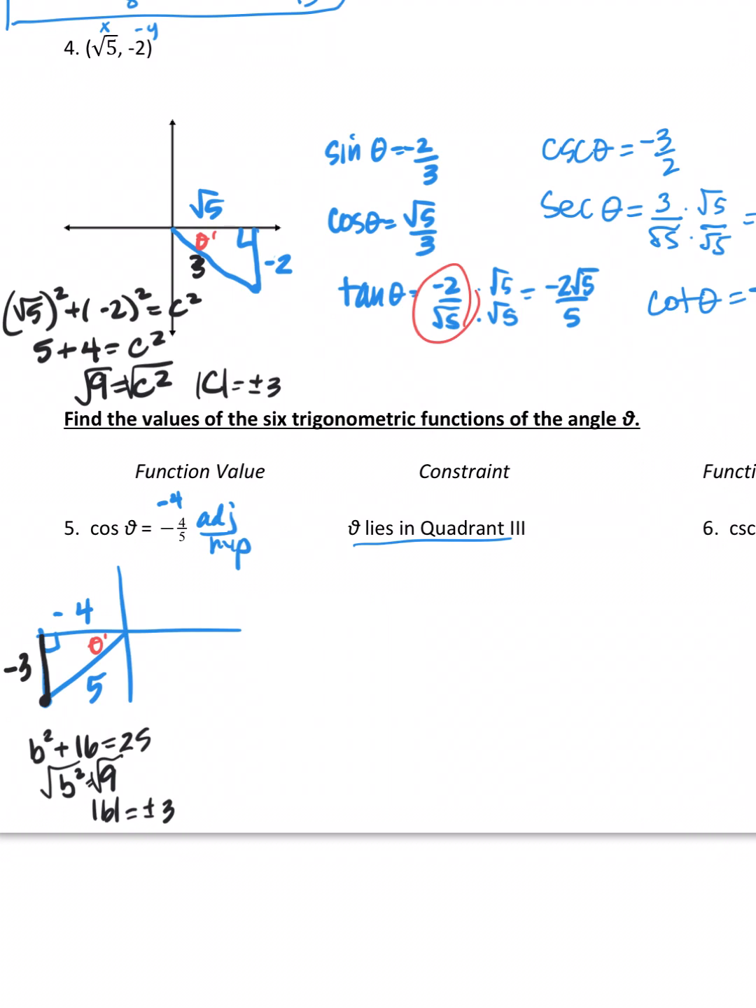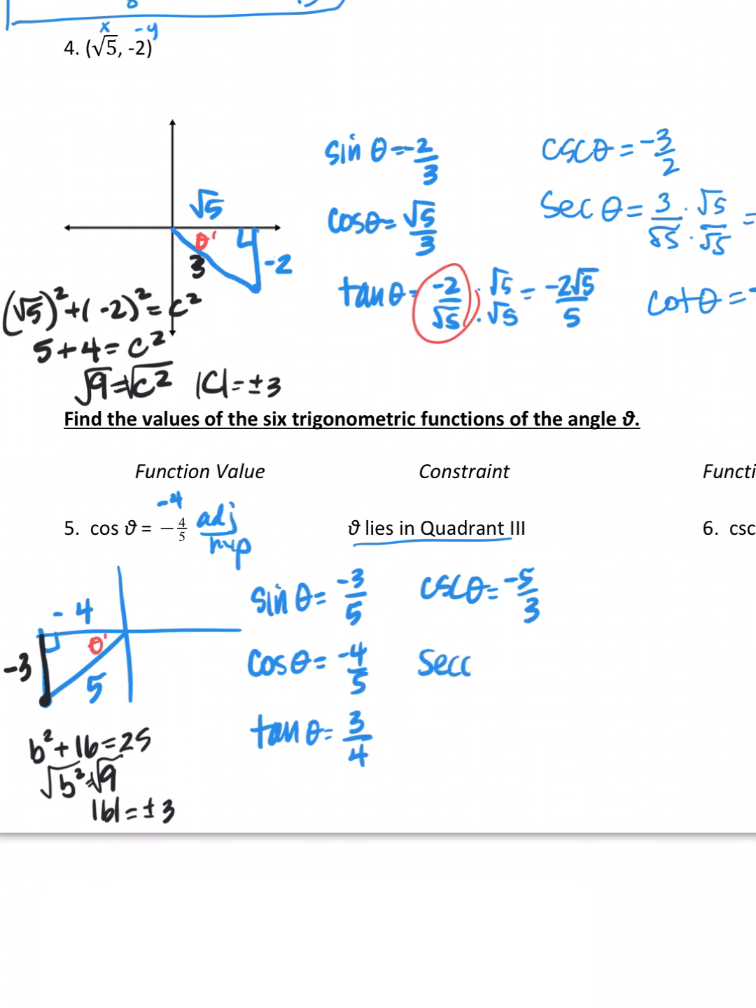We can find our 6 trig functions. So we'll have the sine of theta is the opposite over hypotenuse. The cosine of theta is -4/5. The tangent of theta is, let's see, opposite over adjacent, so negative over negative would be +3/4. Cosecant of theta is -5/3. Secant of theta, -5/4. And cotangent of theta is equal to 4/3. All right?